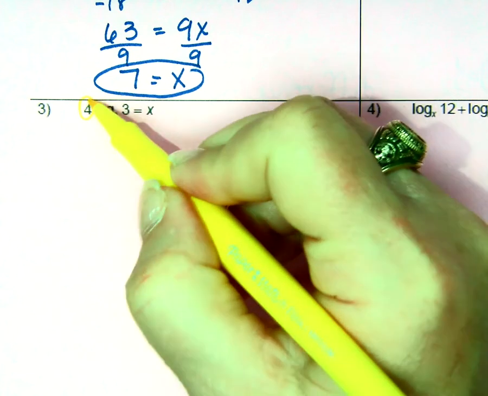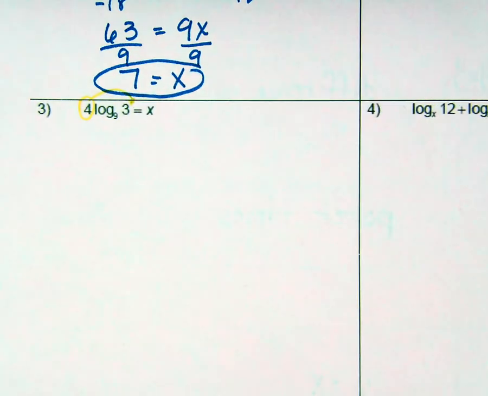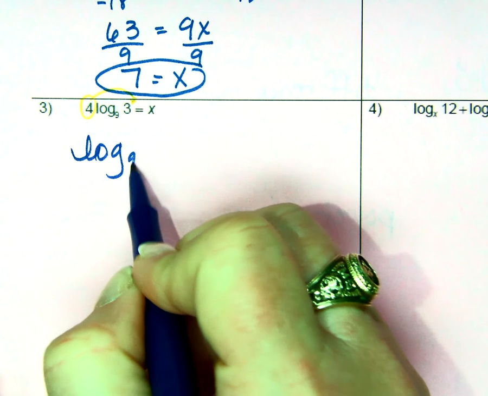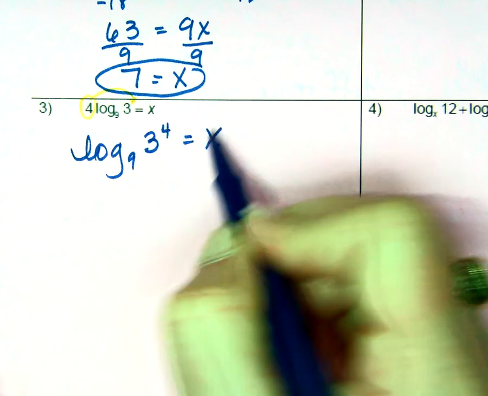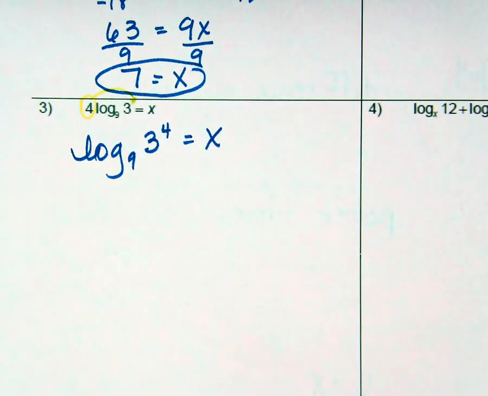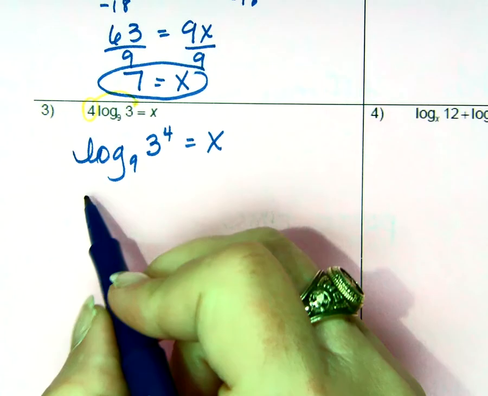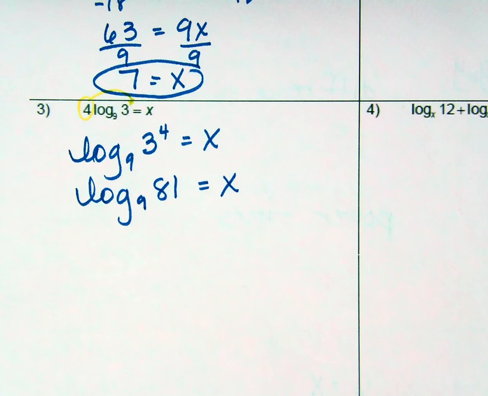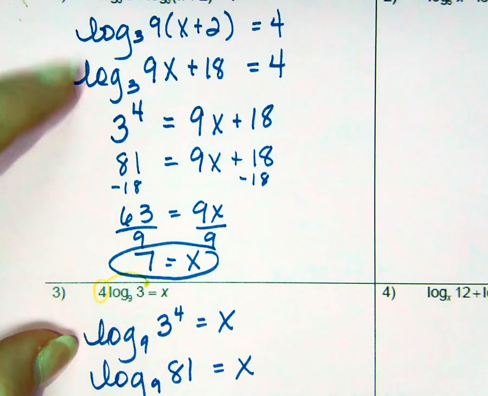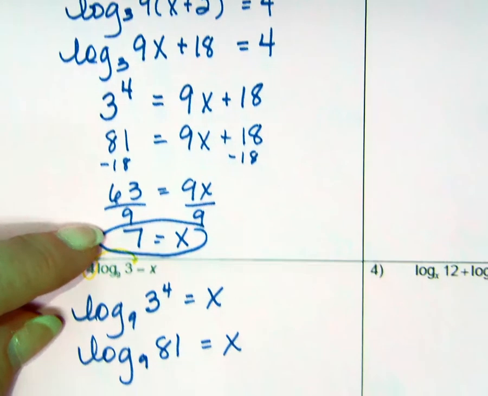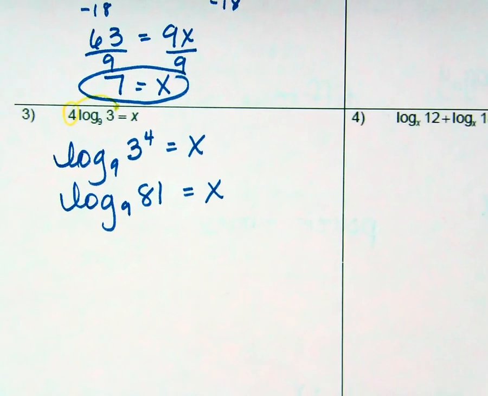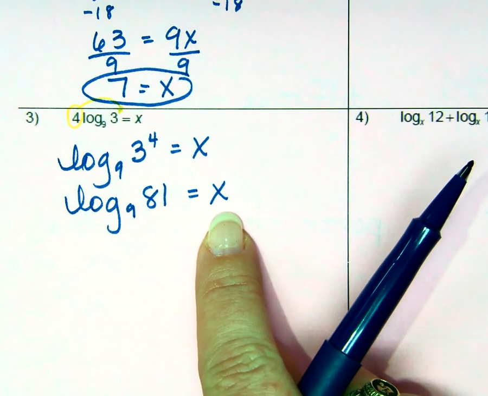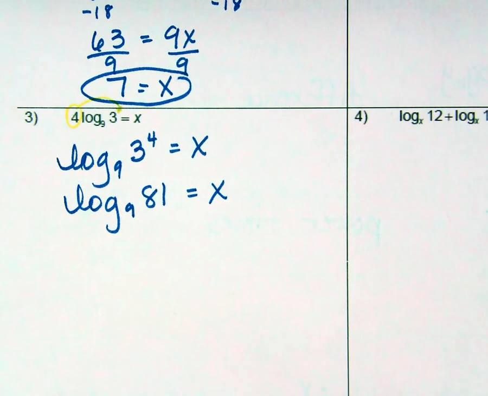Yeah, move the 4, right? I'm going to move the 4 up here as an exponent. So log base 9 of 3 to the 4th equals x. What is 3 to the 4th? So log base 9 of 81 equals x. Now when we got to this step on the problem before this, we wrote it in exponential form and then we solved it, right? Guys, where's the x? On the other side of the equal sign. Is this something I could plug straight into my calculator?